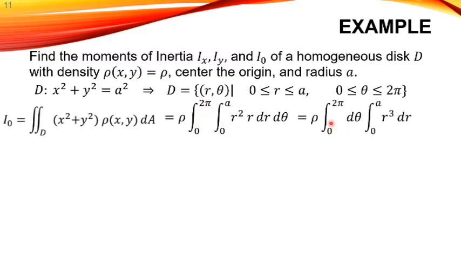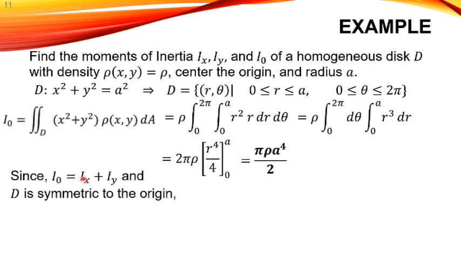Rearranging the integrals, we have rho integral of d theta from 0 to 2 pi, integral of r cubed dr from 0 to a. And performing the integrals, we have 2 pi rho times r to the fourth over 4, where the values of r is from 0 to a. Substituting the values of r, we have pi rho a to the 4 over 2, since we have 2 over 4.